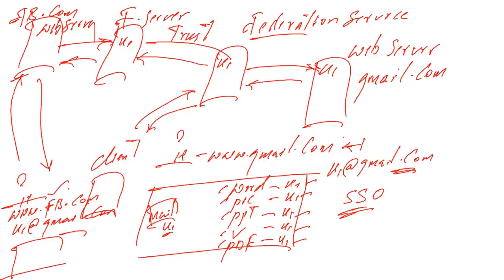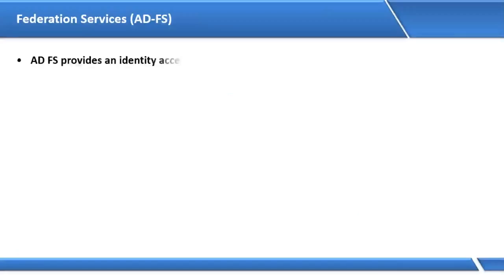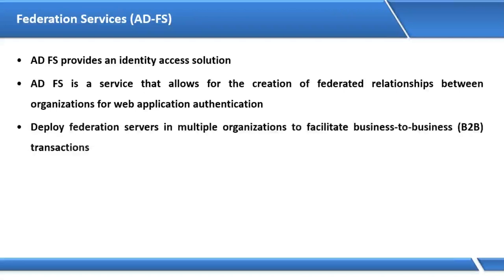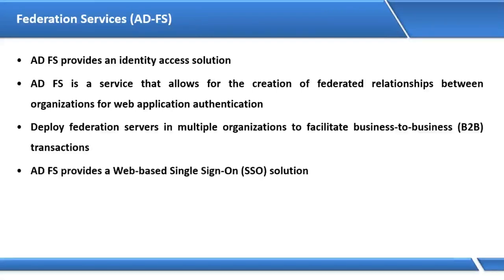So with the help of federation service, we are giving single sign-on service, and by using one account, one password, we can access other websites and other services also. Okay, you can see here in the slide what is written. Microsoft says federation service provides an identity access solution, meaning name and password confirmation, and it is a service that allows the creation of federation relationships between organizations for web-based application authentication. Second, deploy federation servers in multiple organizations to facilitate business-to-business transactions. And federation service provides a web-based single sign-on service to your users.